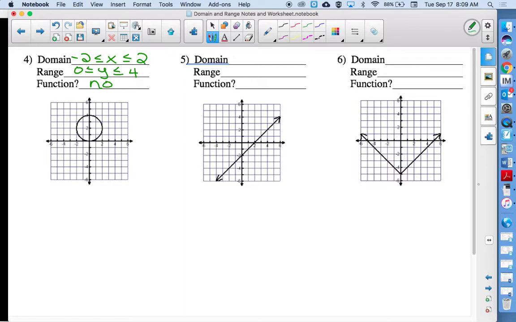So number 5, this one's a little trickier. I'm going to take a shot at it, Peter. What do you think? Negative infinity is less than x, is less than infinity. Good. It's the same thing, and he said the same thing for the range because it's a line. It goes on forever. So it's going forever left, forever right. It's going forever down and forever to the top.